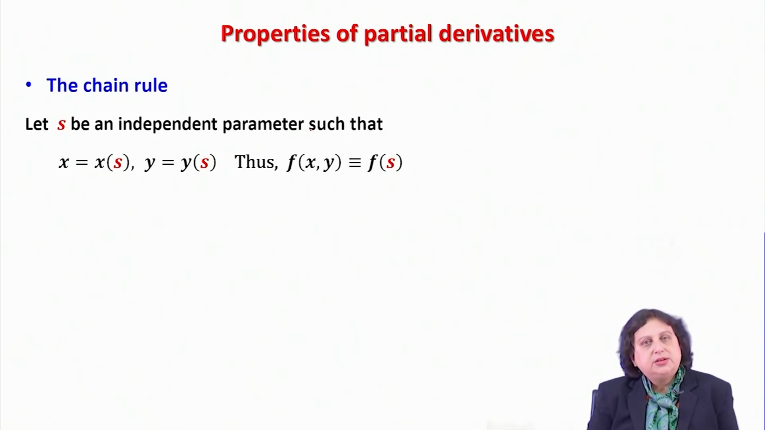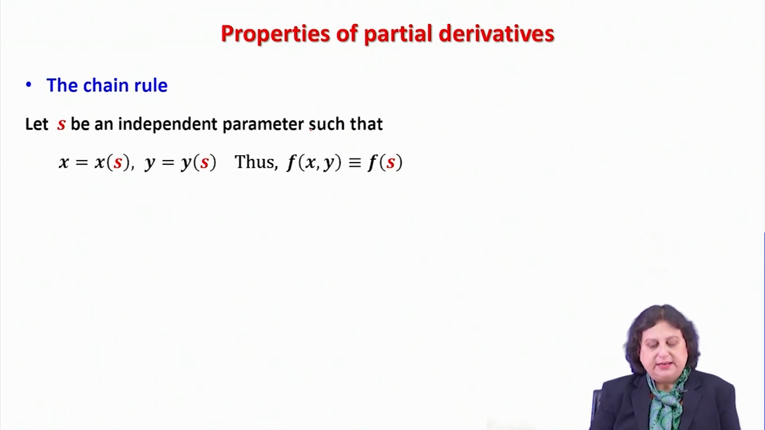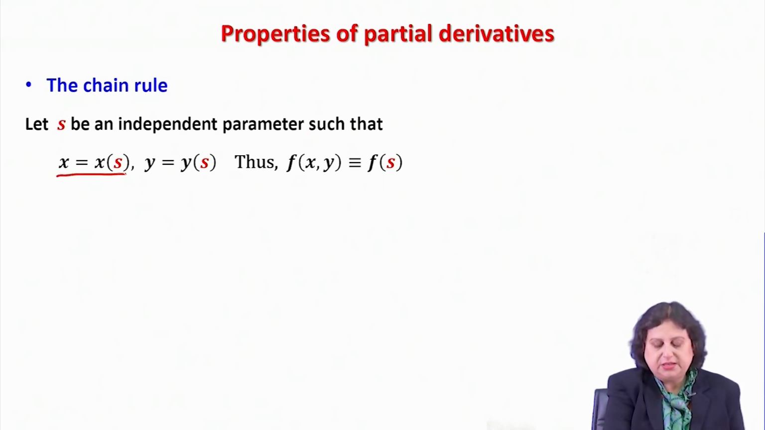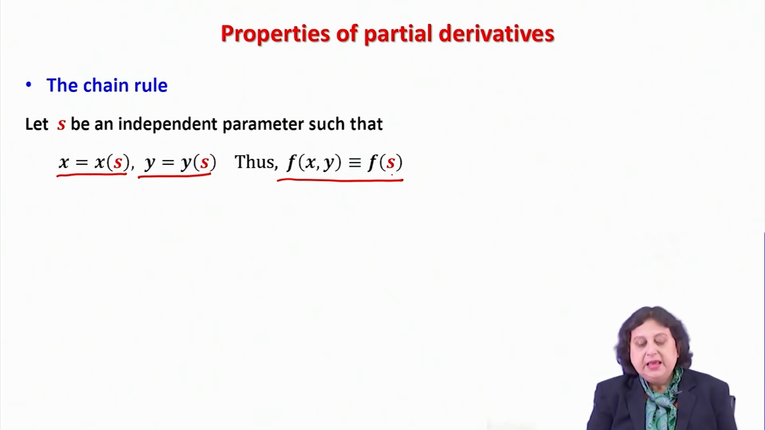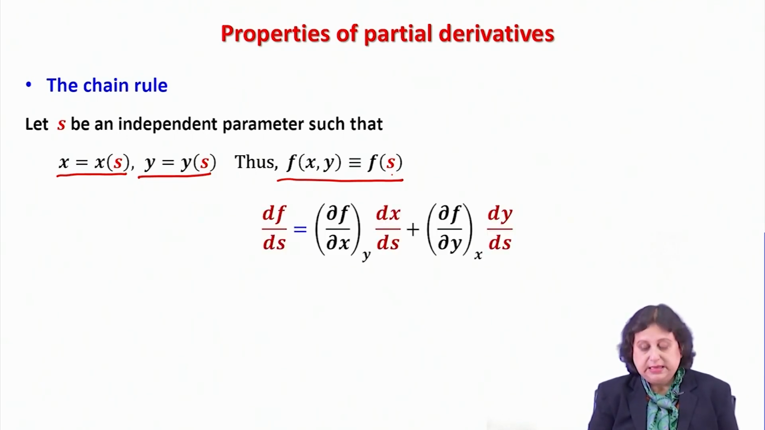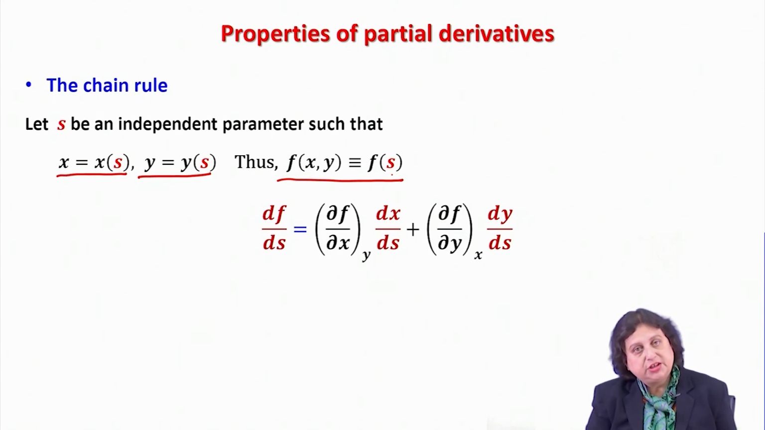For this purpose, let me introduce to you s to be an independent parameter such that x is a function of this parameter s, y is a function of this parameter s, and since f depends on x and y, therefore f of xy is also a function of s. In that case, I can say that if I change the value of s, the value of x will change, the value of y will also change, and correspondingly there will be a change in the value of f.